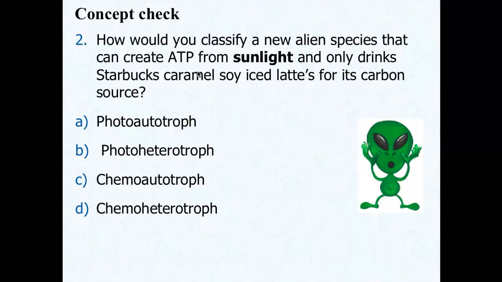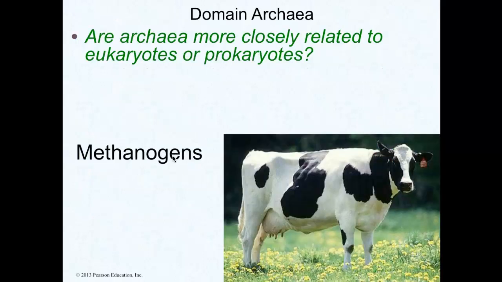How would you classify a new alien species that can create ATP from sunlight and only drinks Starbucks caramel soy ice lattes for its carbon source? We are getting energy from the sun, so we're looking for photo: photoautotroph or photoheterotroph. The carbon source is coming from a Starbucks drink, which is an organic substance, not inorganic, and that is heterotroph. So this alien would be a photoheterotroph. Of course, maybe some of you can argue that a Starbucks caramel soy ice latte is not organic. I don't know. All right, we'll stop there.